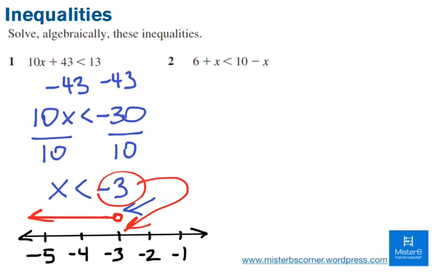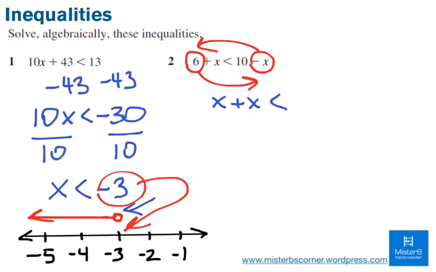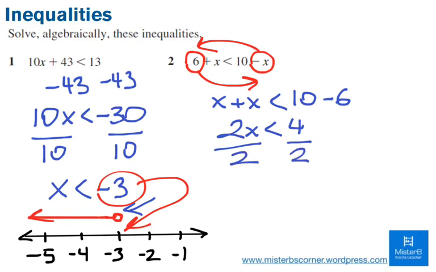So let's look at this one, the second one. In this one, I have to collect x's at one side and numbers on the other side. So I'm going to be taking this minus x to the other side and 6 to the right hand side. So it's going to be x plus x less than 10 minus 6, and then it's going to be 2x less than 4. Dividing by 2, you get x less than 2. And if you show this on a number line, it's going to be something like this.